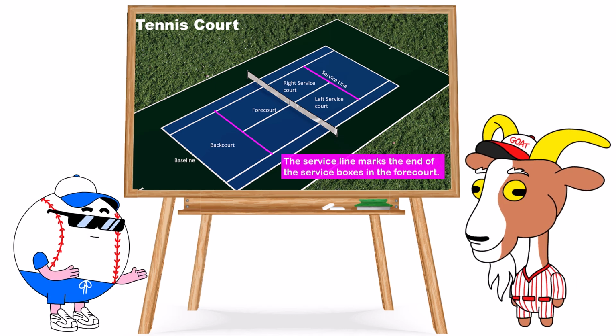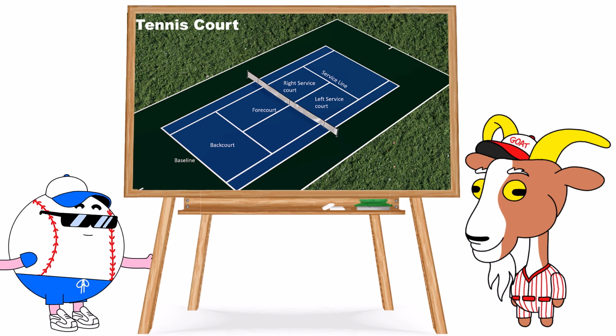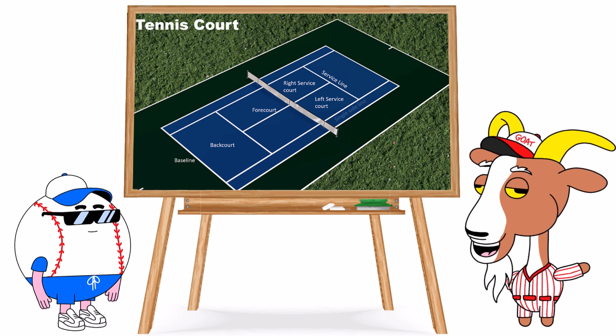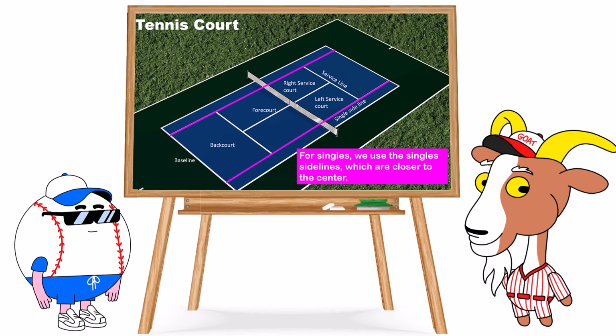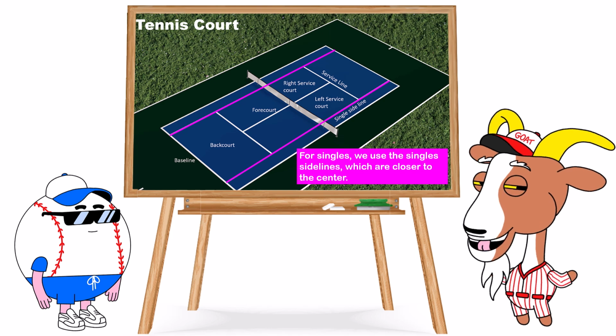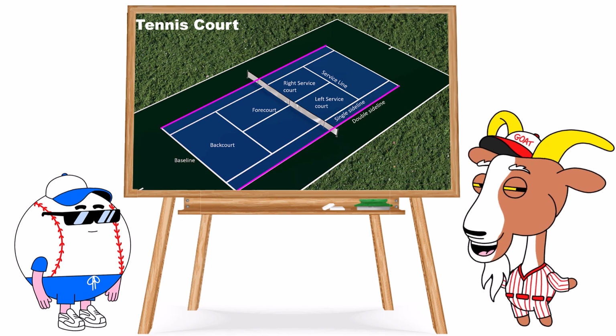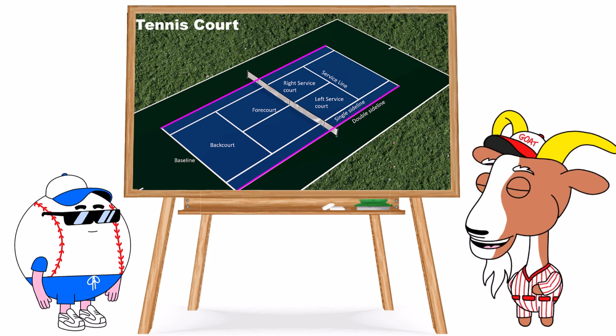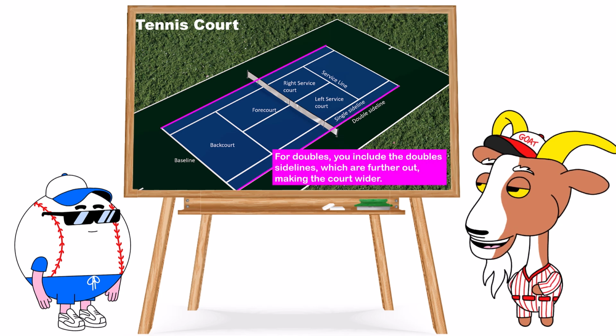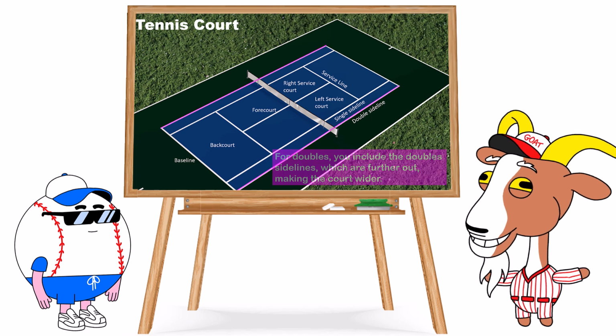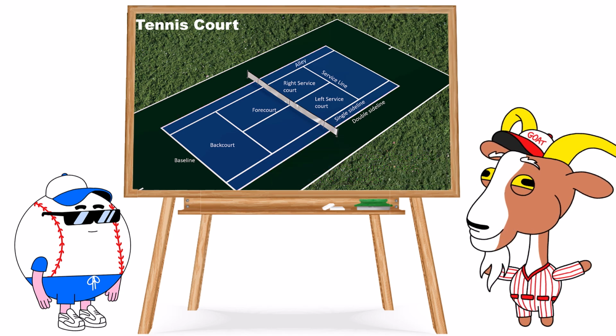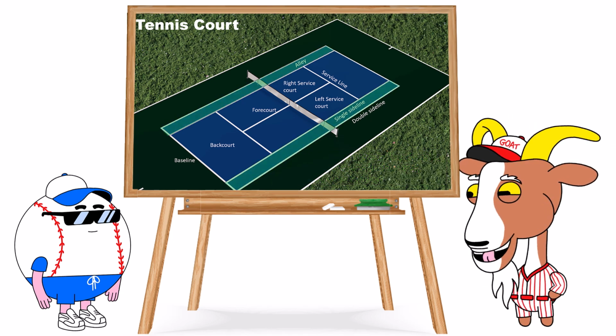That makes sense. What about singles and doubles play? I've heard there are different lines for each. Absolutely, John. For singles, we use the singles sidelines, which are closer to the center. For doubles, you include the doubles sidelines, which are further out, making the court wider. The area between the singles and doubles sidelines is called the alley. It's in play only in doubles matches.